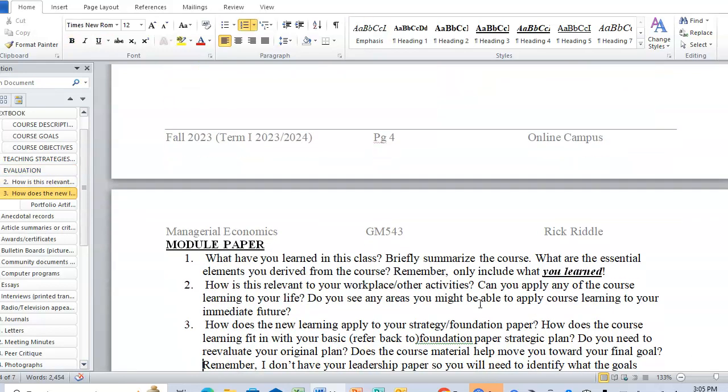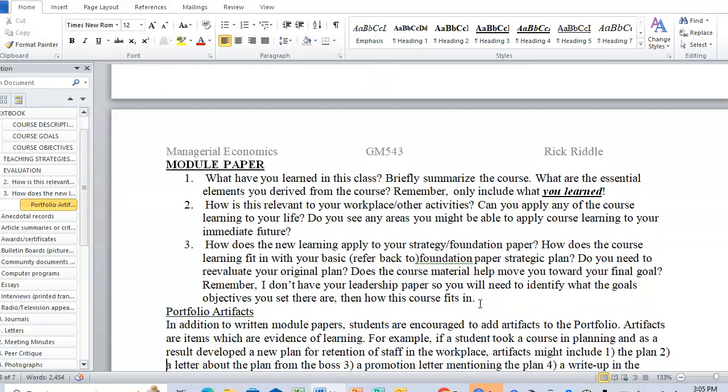The final requirement for the class is the module paper that's due in week number 12. Please watch the due dates. Watch your calendar, the due dates for everything. I believe when you sign into the class, you should have the items over on the right-hand side. It should tell you what the items are that are due within the next 7 days.